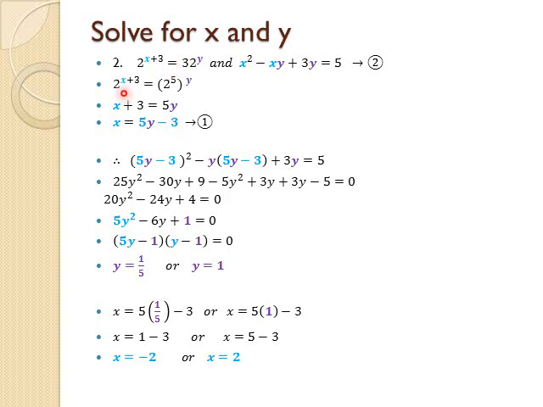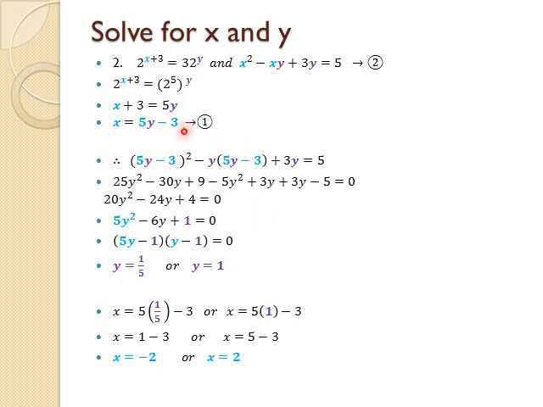Alright, so there I have 2^(x+3) = 32. 32 can be expressed with base 2. It's 2 to the power 5. Because the bases are the same, I can drop them. So I have x plus 3 equal 5y. If I take 3 over, it becomes negative 3. So x equals 5y minus 3, and there I've created my equation 1.